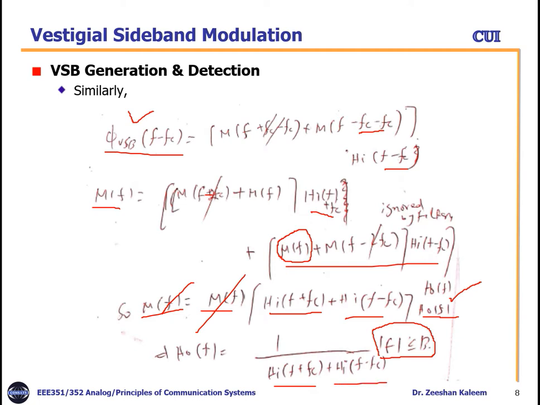It proves that the output filter is a function of the transfer function of the input filter, but a shifted version of the input filter, like HIF plus FC plus HIF minus FC. So if we have an input shaping filter, we can use that transfer function to calculate the output transfer function. By using this transfer function, we can get the demodulated signal.